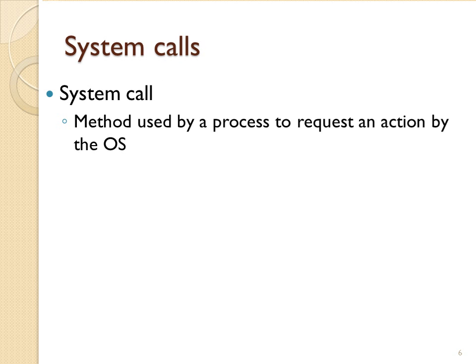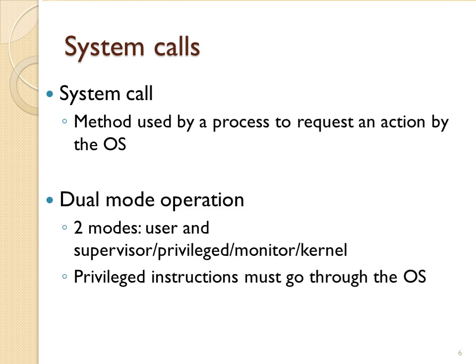System calls are used by processes to request an action by the operating system. So what that means is there are privileged actions that are done on your system, like accessing files, allocating memory, communication between processes, and all of these tasks are done through system calls where the operating system will take over the system and not allow user processes to do anything that is privileged.